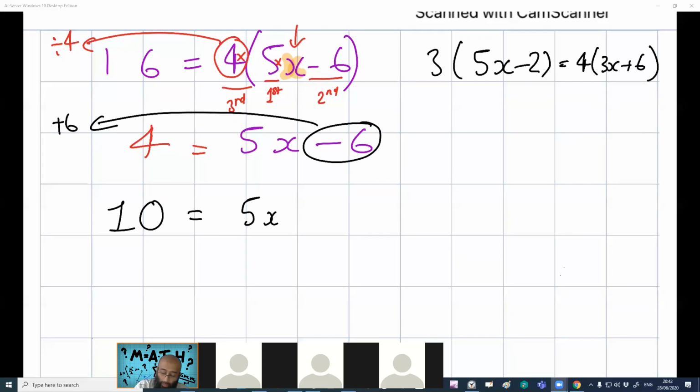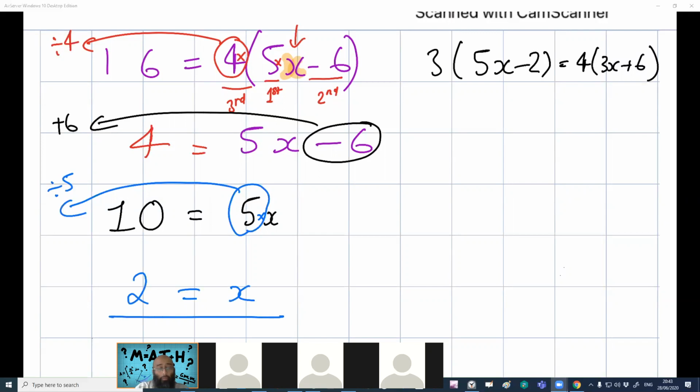10. Okay, and then what do we move next? The 5x. The times by 5. Okay, times by 5, which is divide by 5. There you go. Remember, the 5x itself is not an operation. You're looking for an add, a take away, a multiply, divide, a square root, and the like. So the final answer is? 2. X equals 2. Fantastic.